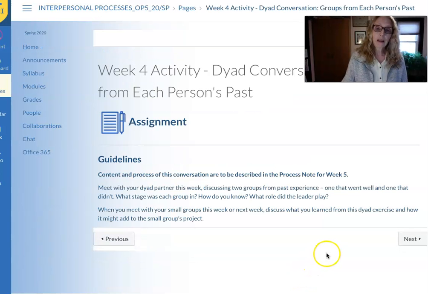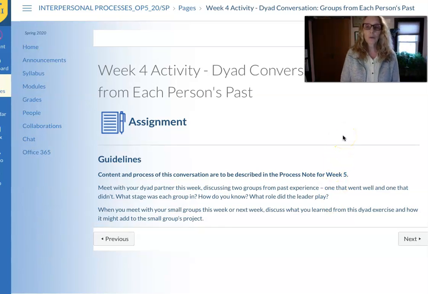You have a dyad conversation this week, and you are going to talk about groups. So you're each going to talk about a group that you've encountered. They might be the same group or, more likely, different groups. One that went well and one that did not. You take turns doing that. What was the stage that the group was in? And how do you know? What role did the leader play?